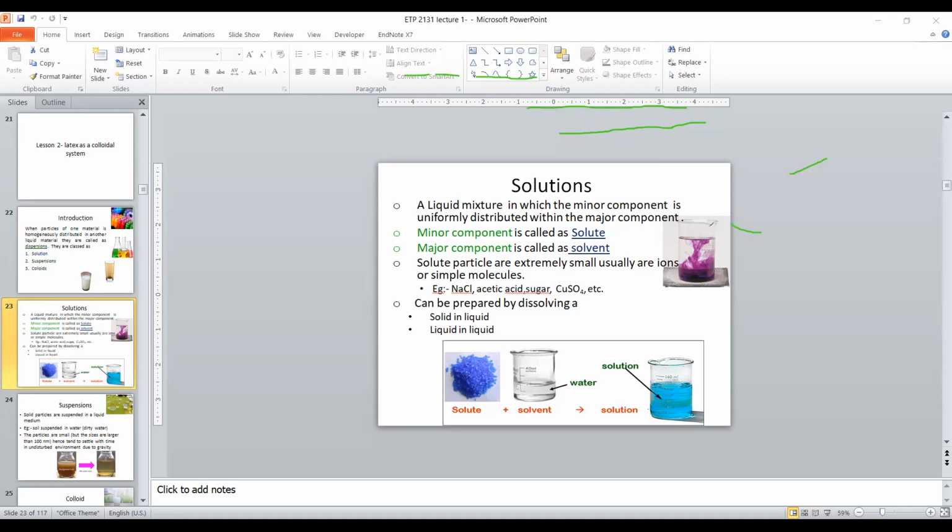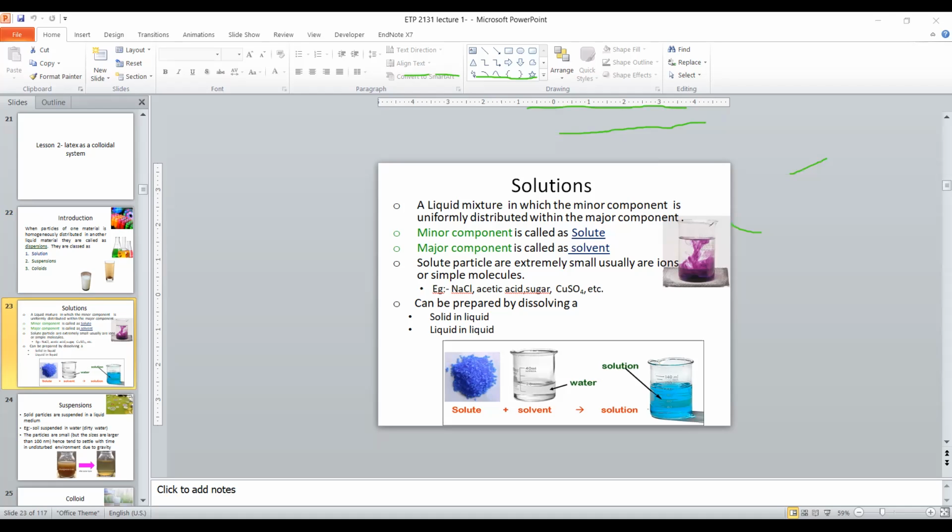You have to go for purification, like reduced pressure distillation or distillations. Sugar also you can separate through removal of the solvent. How do we remove the solvent from a solution?